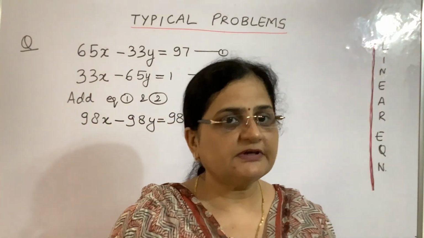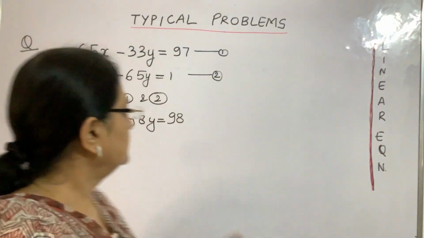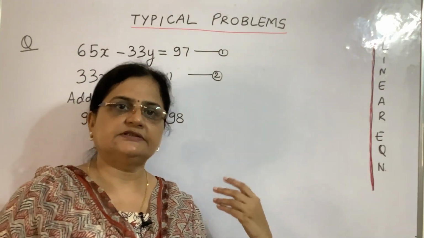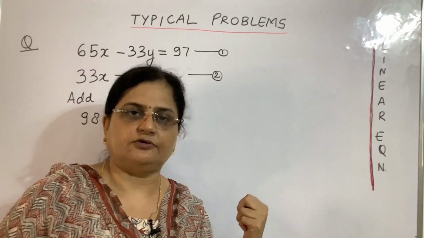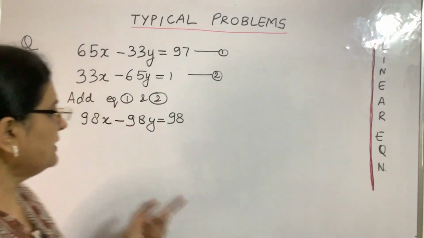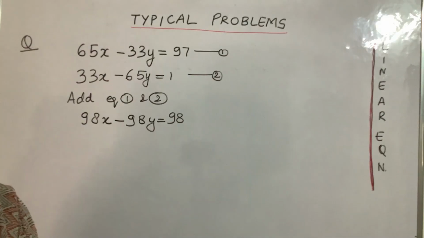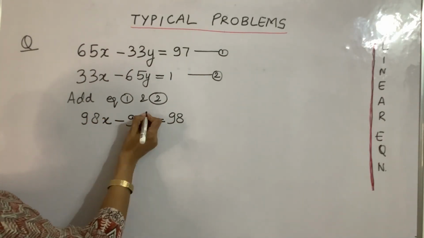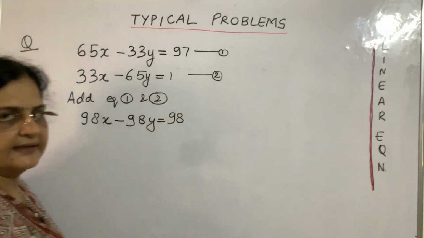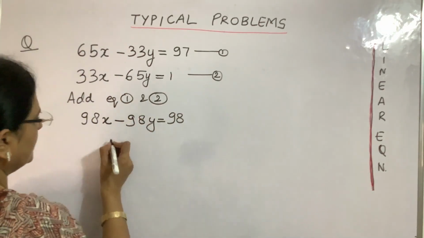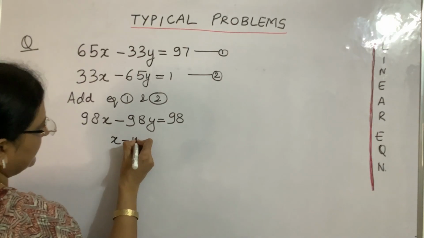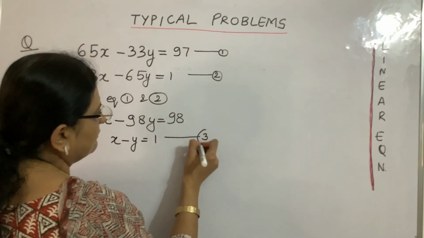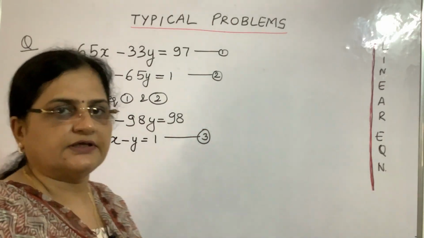Now the equation has become very simple. How? Divide this entire equation by 98 on the left hand side and on the right hand side also. If you want, you can write down a step dividing by 98. When you divide by 98, this 98, this 98 and this 98 get cancelled. So you are left with x minus y is equal to 1. Let us say we have got this as the third equation.